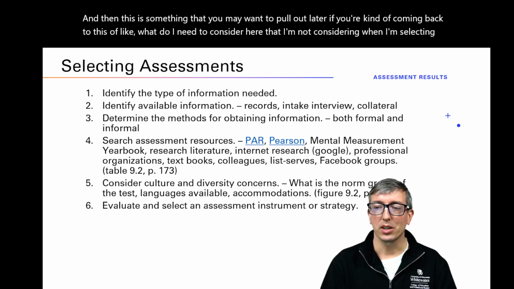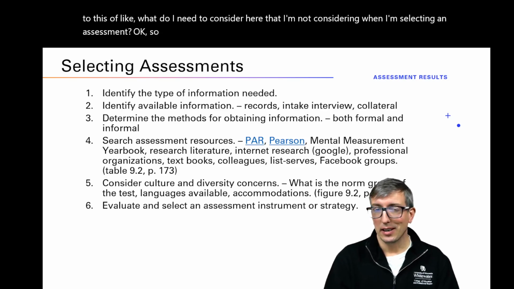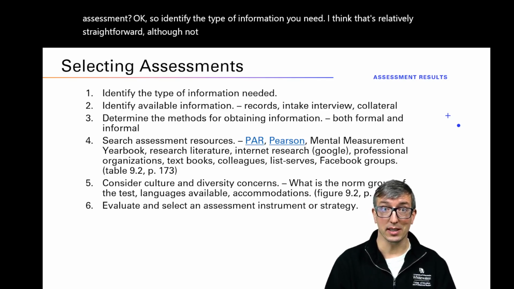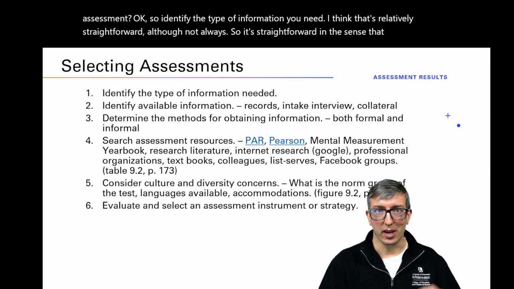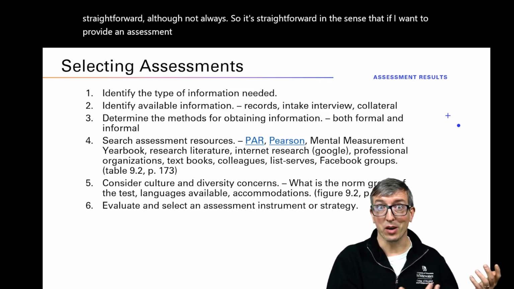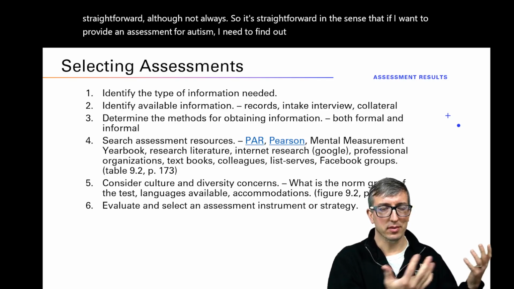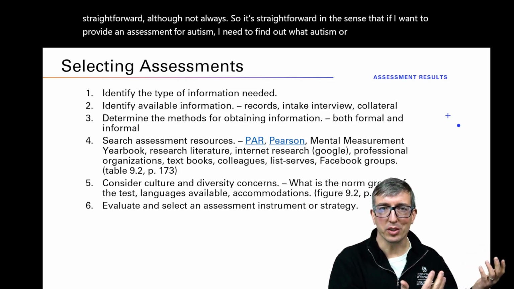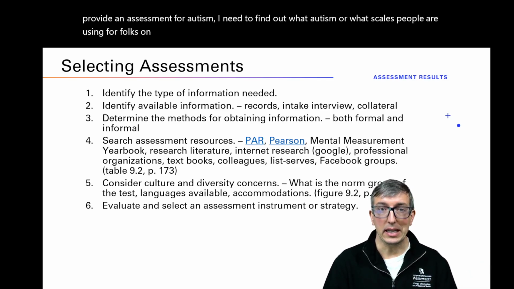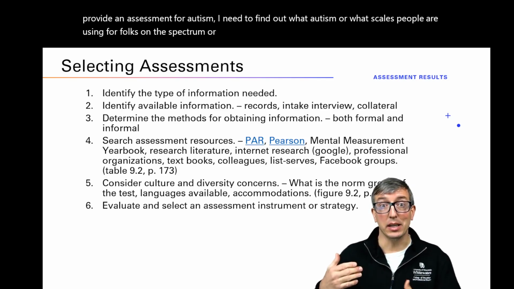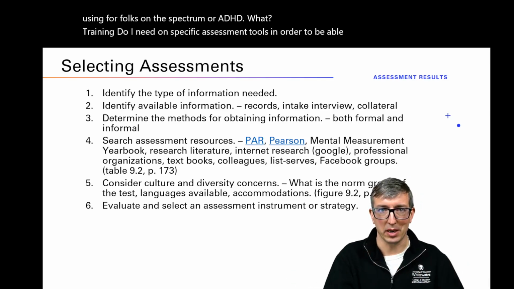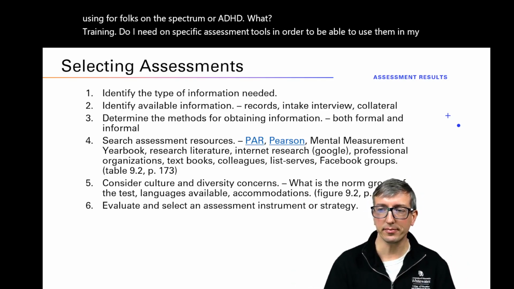Okay. So identify the type of information you need. I think that's relatively straightforward, although not always. So it's straightforward in the sense that if I want to provide an assessment for autism, I need to find out what scales people are using for folks on the spectrum, or ADHD. What training do I need on specific assessment tools in order to be able to use them in my diagnosis or something like that.